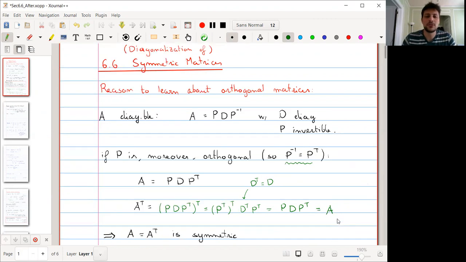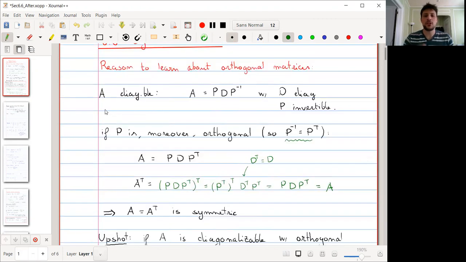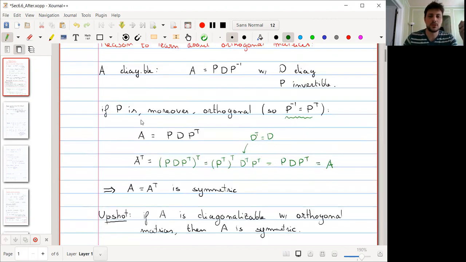What we proved is that A and A transpose are the same. This is the upshot. If a certain matrix A is diagonalizable using orthogonal matrices, then A must be symmetric. The only possible matrices that are diagonalizable with orthogonal matrices are symmetric. And the most astonishing thing that happens is that the converse is also true.